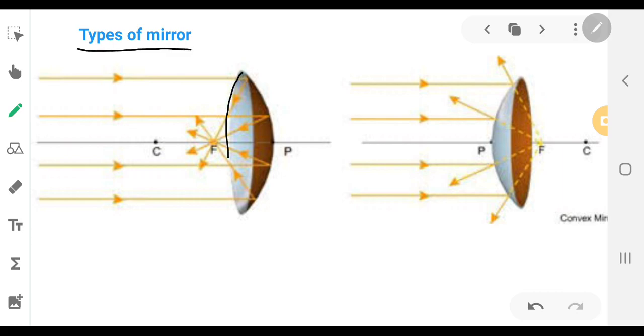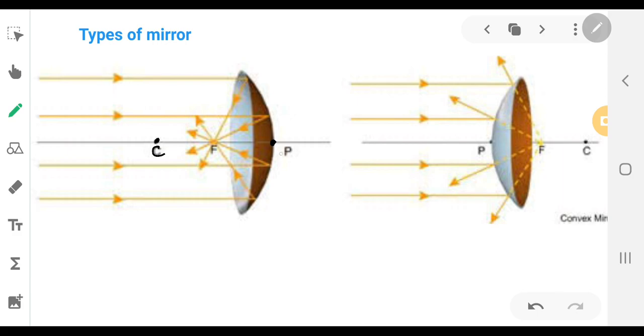So this is a part of a sphere, but in practice you don't have this much curvature in mirrors. A little bit they will be curved. As this is a part of a sphere, if you construct a sphere using this spherical surface, here will be the center of that sphere, which is known as the center of curvature of the spherical surface. This is C.